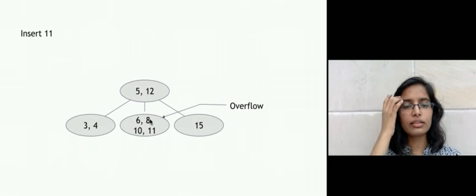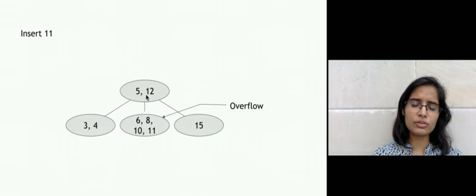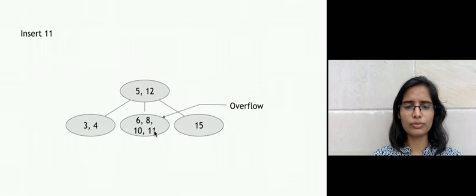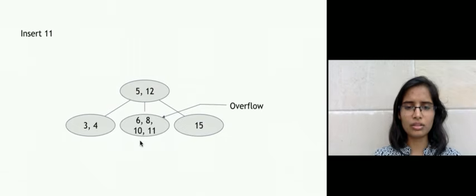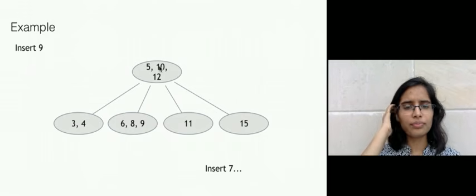But if we insert 11, now 11 also lies between 5 and 12. Similarly, we move down, we add 11 to it, but as you can see, there's an overflow. So as we learned before, we'll either move 8 or 10 above. Let's see what we have done. So we move 10 above here, and we divided our subtree.